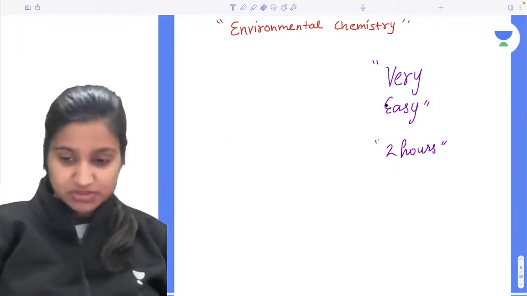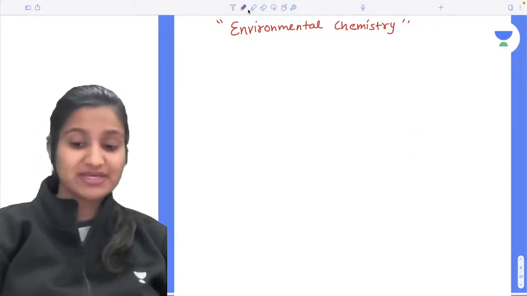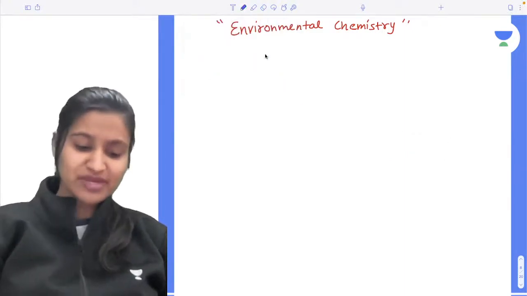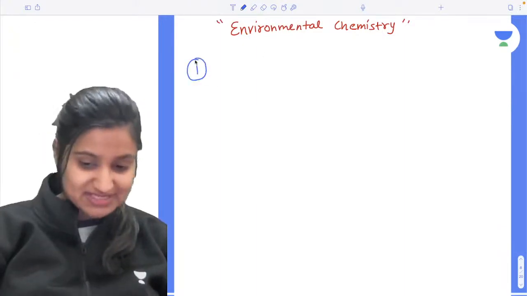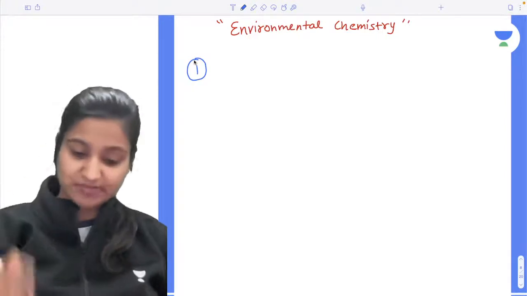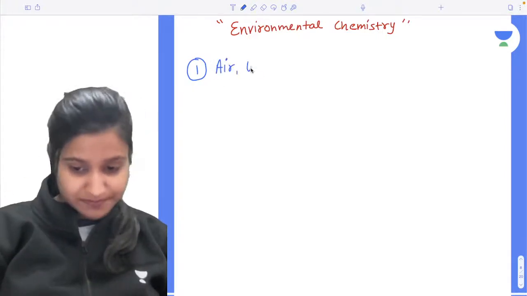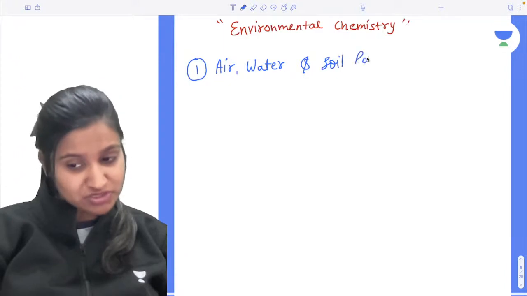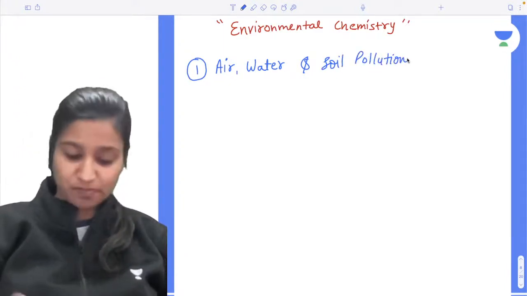Okay, so do it, because as I told you, this chapter is very, very easy. Right, so the first thing, number 1, discussed in this chapter is air, water and soil pollution. Do you guys think you will have any doubt in this? This is topic number 1.